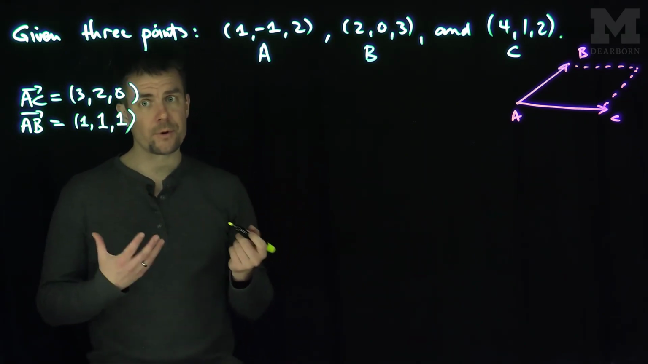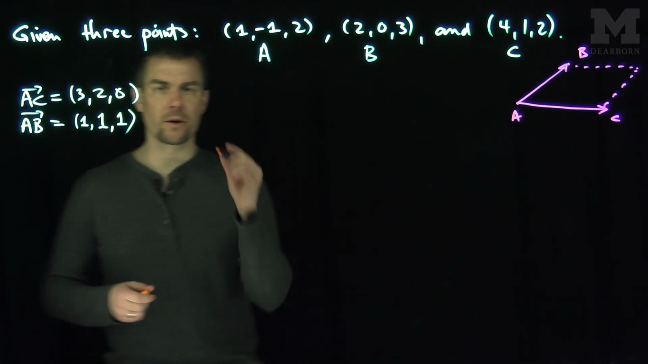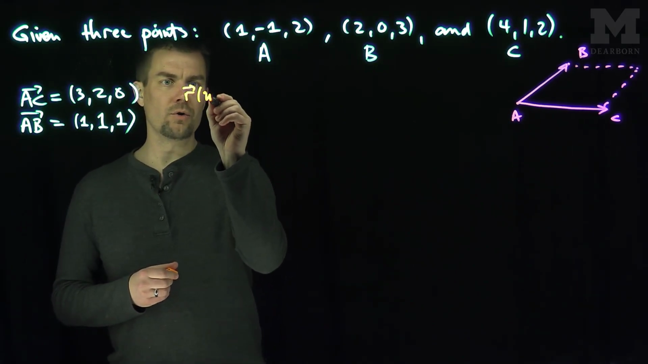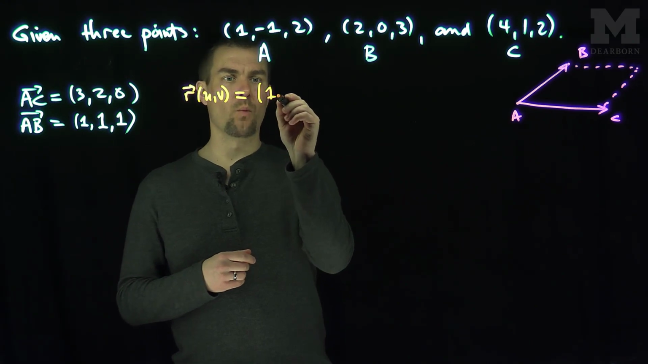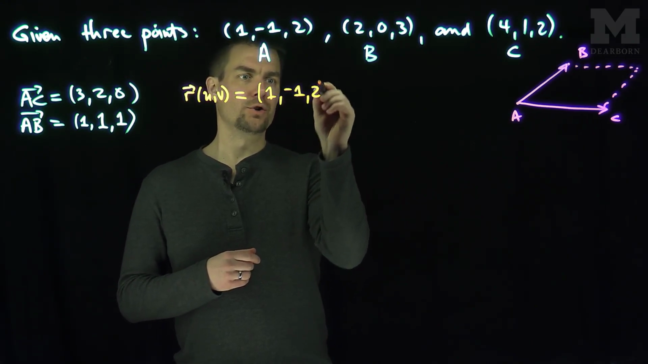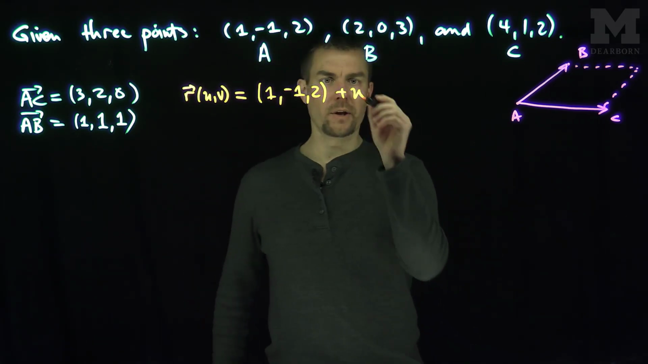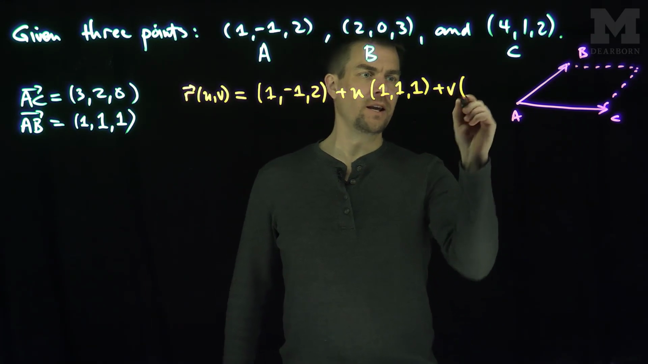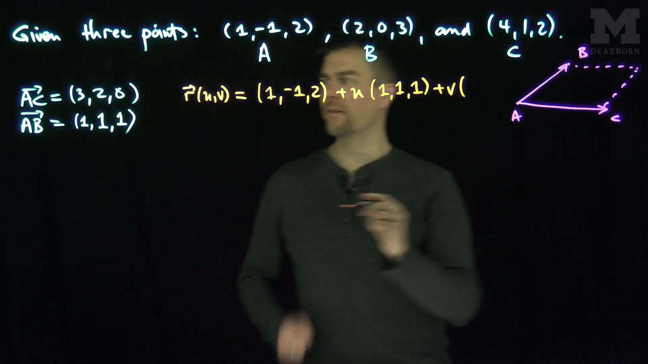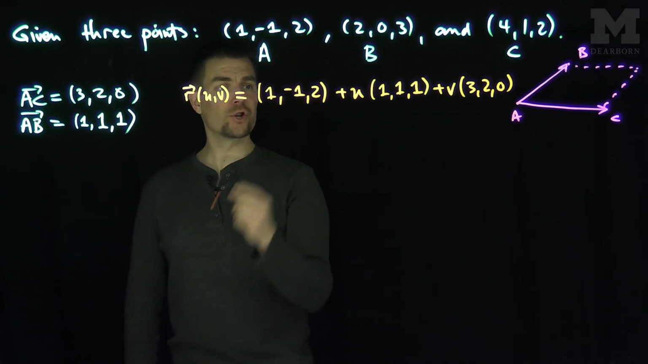Now we can use the parametric version of our plane, and that's actually quite simple to do. So if I look at r(u, v), which is going to be A, the reference point (1, -1, 2), plus u times one vector on the plane, I'll call that (1, 1, 1), plus v times the second vector on the plane, the independent vector (3, 2, 0). That gives me a parametric equation of our plane.